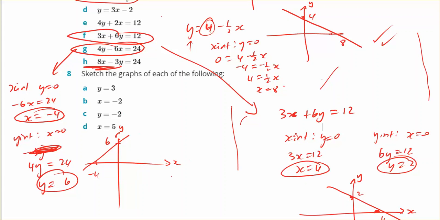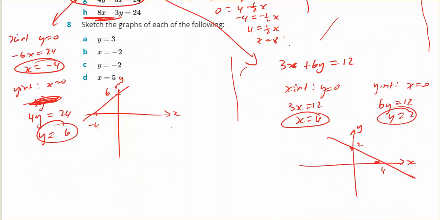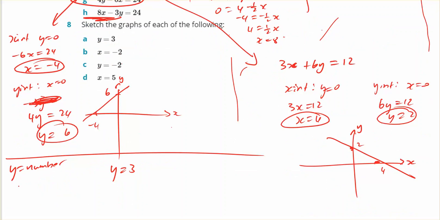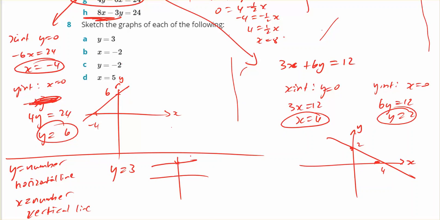Now for question 8, we're looking at sketching graphs of y equals 3. Whenever we have y equals a number, this is a horizontal line. Whenever we have x equals a number, it's a vertical line. So whenever we have y equals 3, it means that it cuts the y-axis at 3. So your equation would be y equals 3.